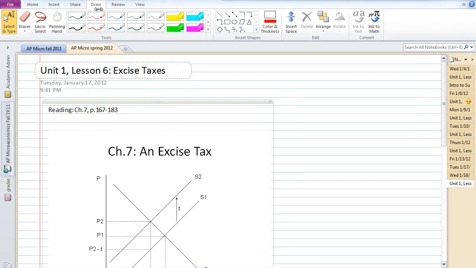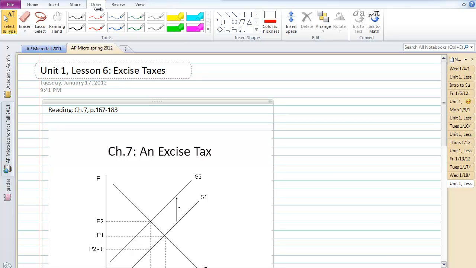Welcome to Lesson 6 on the topic of excise taxes. Chapter 7 covers a number of different types of taxes, and we're going to focus first on this one particular type, which is about the simplest that we can analyze using the tools that we have at our disposal. To analyze an excise tax, we're going to use supply and demand, consumer-producer surplus, deadweight loss, elasticity of demand and supply.